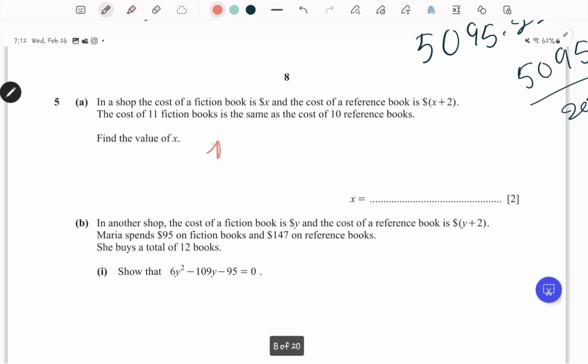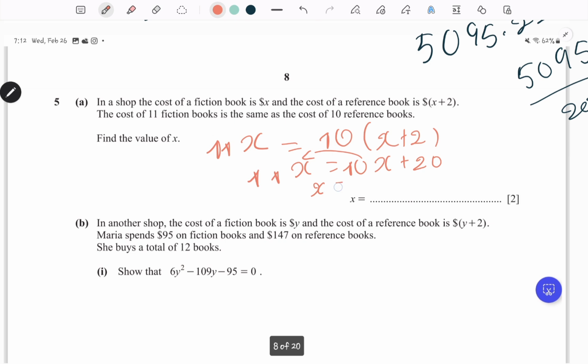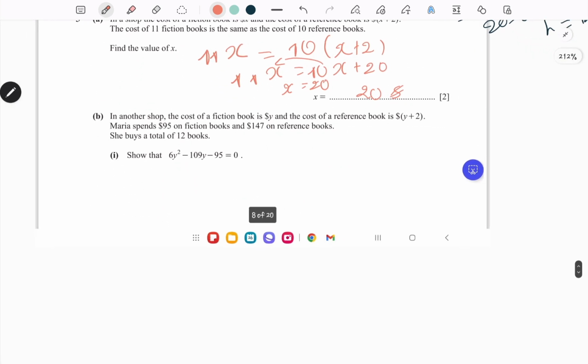So 11 fiction books is 11 times $X. It is equal to 10 times the reference book cost, which is X plus 2. So after solving it, 11X is equal to 10X plus 20. So then we move this here, X is equal to 20, so X is $20. We move on to part B.